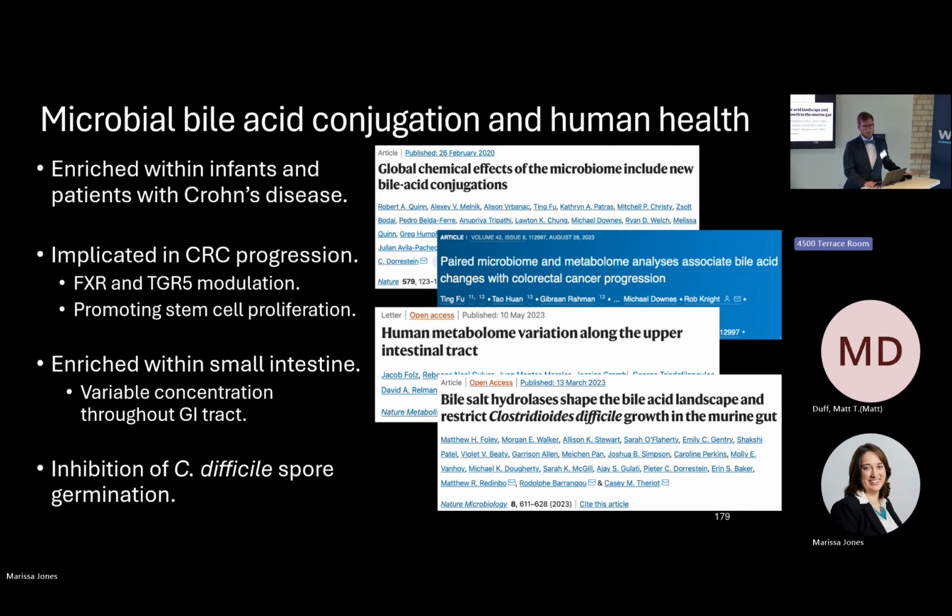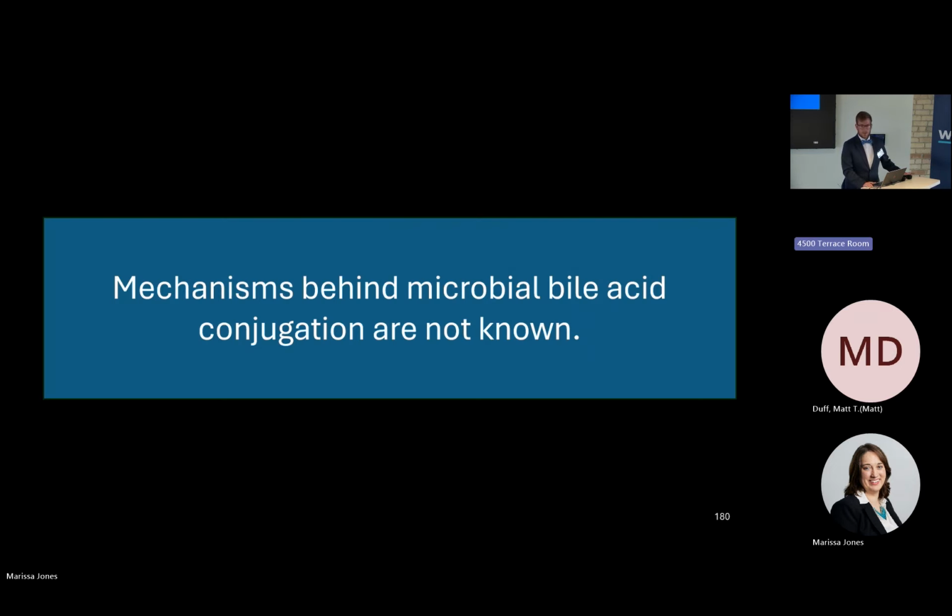And then finally, from the Terrio lab, they did show that different MCBAs are able to inhibit, if not prevent, C. difficile sporulation, which just adds to their potential use as drugs in the treatment of C. difficile infection. However, at the start of my PhD, the mechanism behind microbial bile acid conjugation was not known, and I was tasked with figuring out how that was performed.